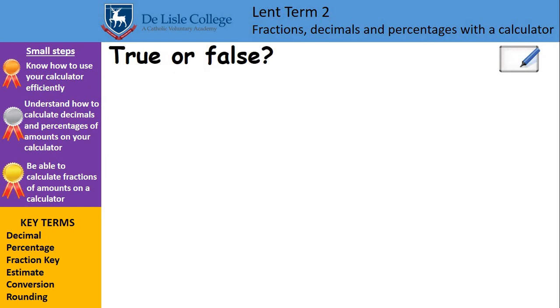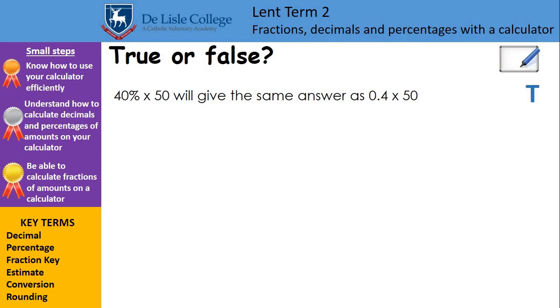Now for some true and false questions. 40% of 50 will give the same answer as 0.4 times 50. Do you think that's true or false? True, well done. Let's have a look at the next one. 1.5 times 36 will calculate 15% of 36. Is that true or false? False, well done. We need 0.15 there as our multiplier.